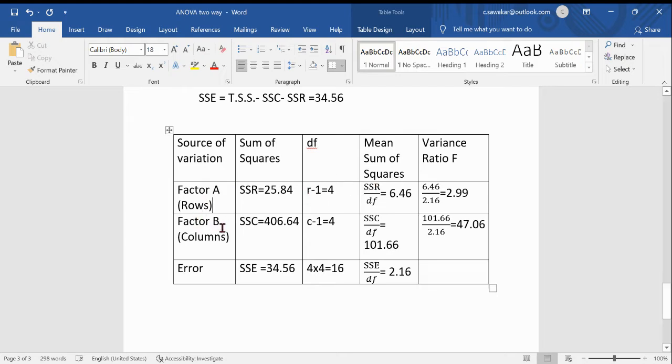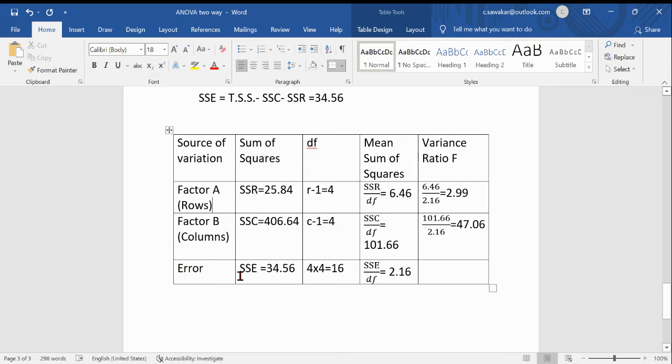Similarly, factor B is what? Columns, that is the treatments. So everything will now be in terms of columns, that is SSC, the sum of the squares across the columns. That we have calculated to be 406.64. And the degree of freedom will again be C minus 1. Why C minus 1? C is the number of columns. How many columns are there? 5, since 5 types of treatments were being considered, so 5 minus 1 is equal to 4.